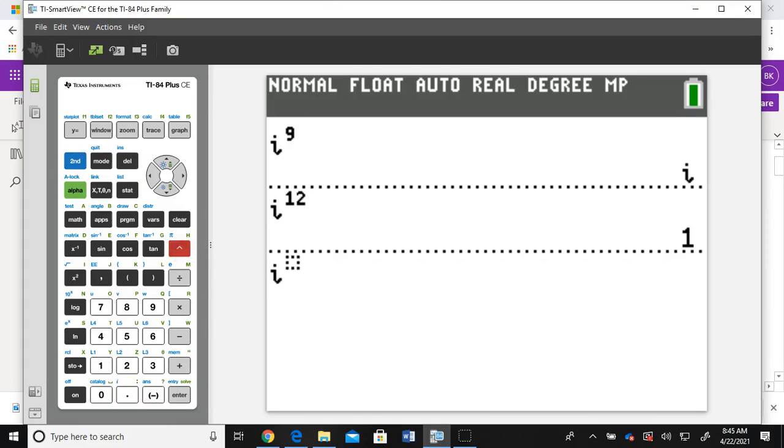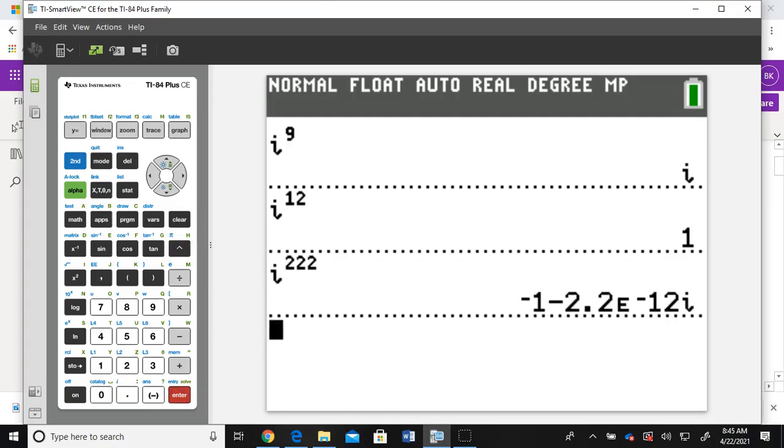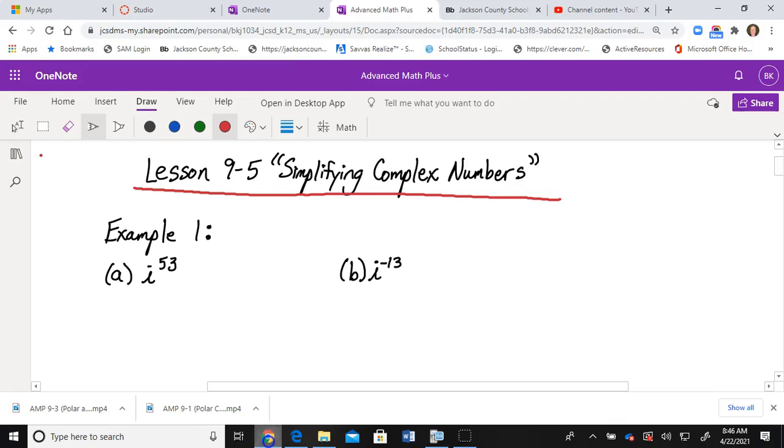i to the 222nd, I know what that is. Minus 2.2 error minus 12 i. It's -1 though, I believe. So if this happens, I guess it's a good thing that you know how to do what we're about to do.